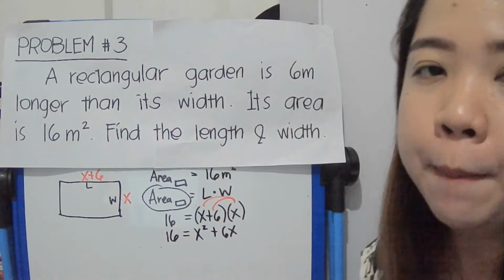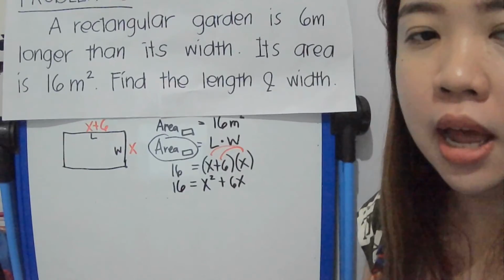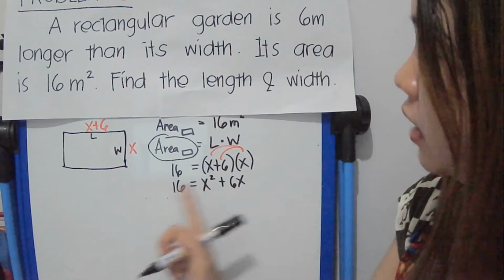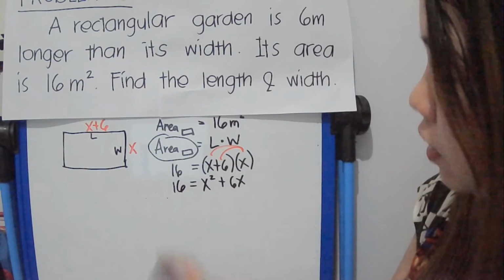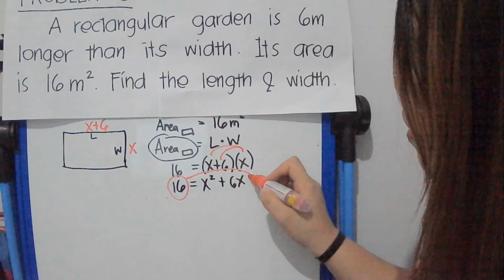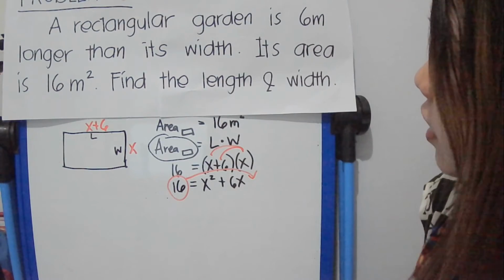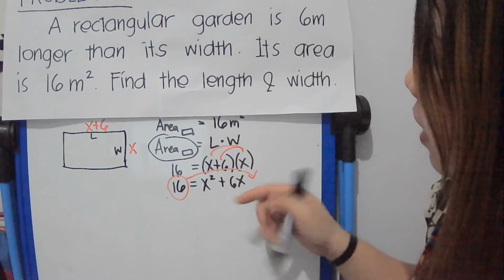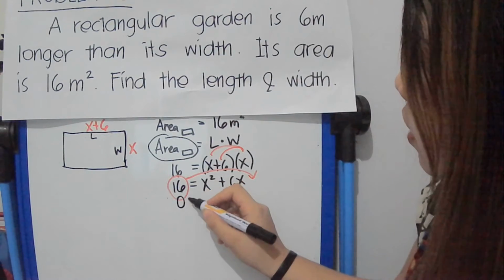Now, since i-applyan na natin ang factoring method, kailangan po 0 yung nasa isang side. So, to make that 0, transpose or lipat natin tong 16 dun sa kabila. Pag naglipat tayo, nagbabago ng sign. So, kung positive 16 yan, magiging negative 16. So, magiging 0 na lang siya.